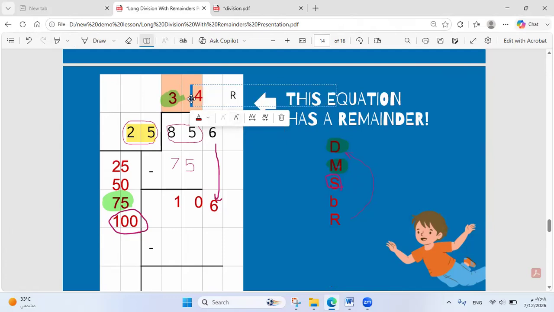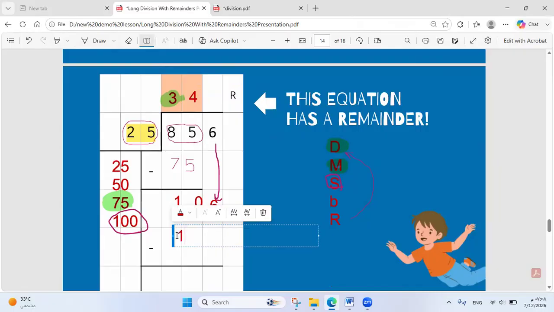So we put the 4 here, and then we multiply 4 by 25. Yes, equals 100. How do you know? It's already written here. It's the fourth multiple of 25. So we write here 100 under 106 so we can subtract. Now it's time to subtract. 106 minus 100 equals 6.